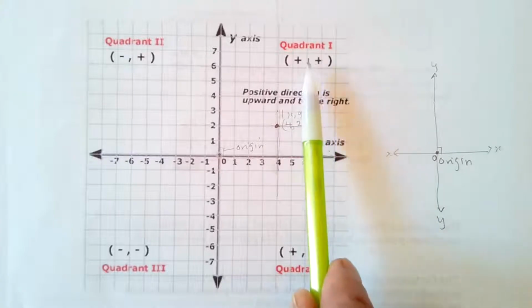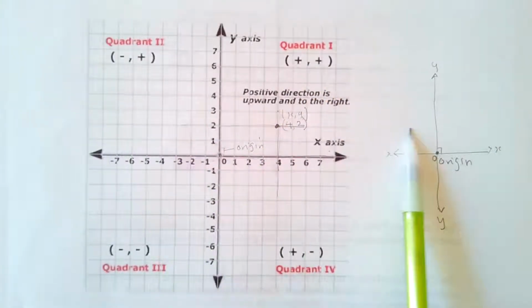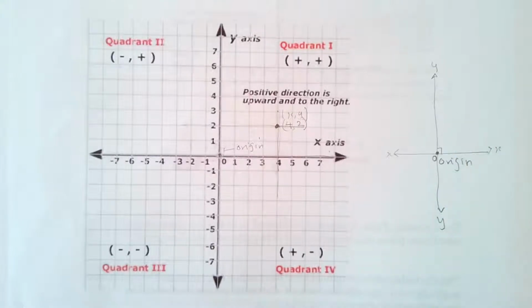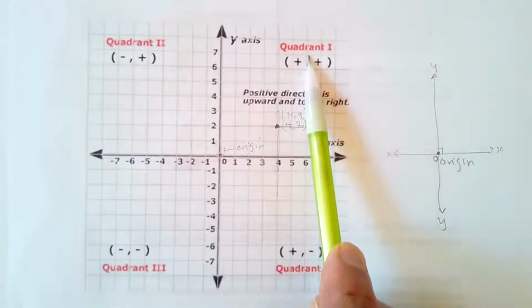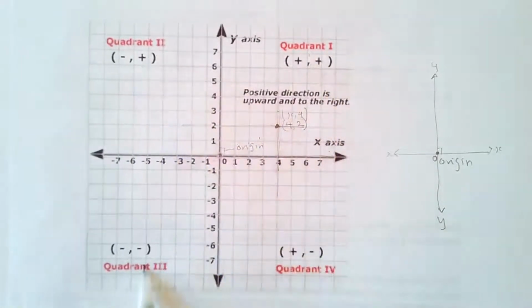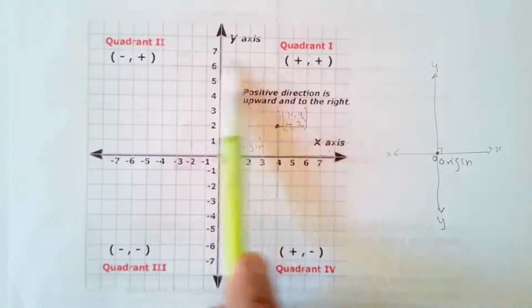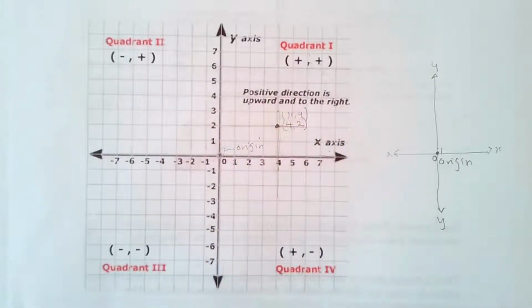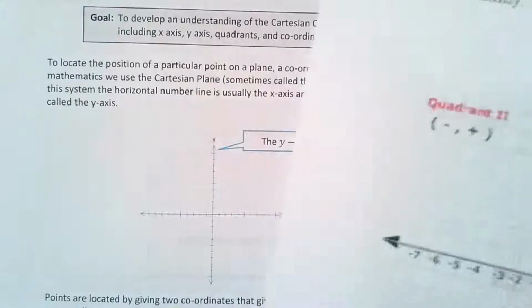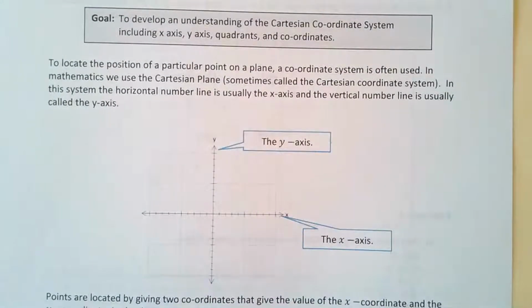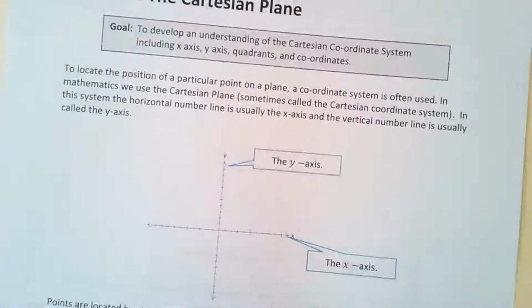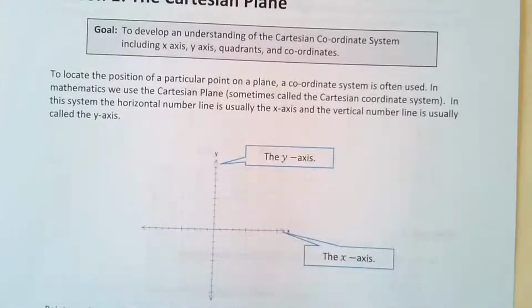You'll learn later on that because we have these two lines perpendicular to each other, there are 4 sections, called quadrants. Quadrant 1, quadrant 2, quadrant 3, quadrant 4, going counterclockwise. So that's a brief overview of a Cartesian plane. In your booklet, this is what it would look like.